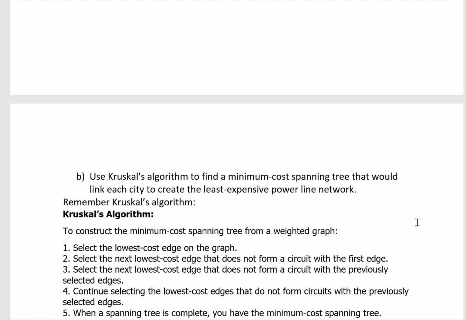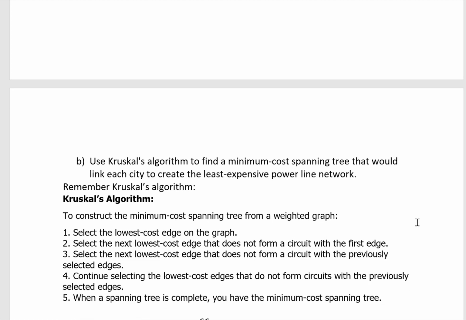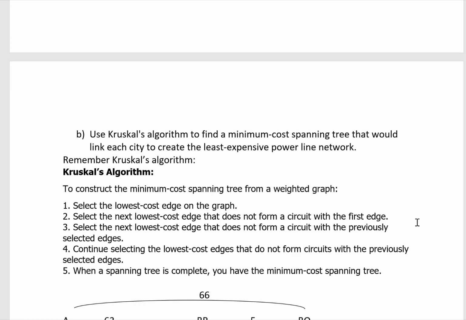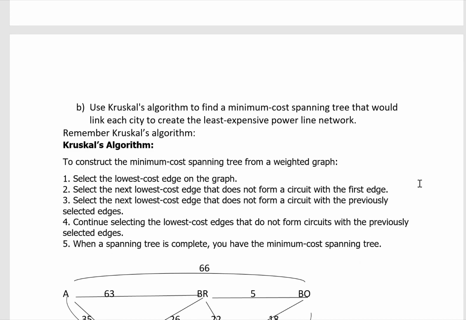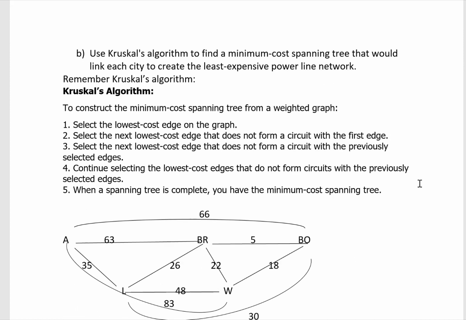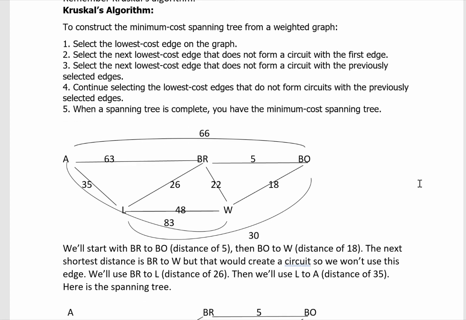Now, what we want to do next is to use Kruskal's algorithm to find a minimum cost spanning tree that would link each city to create the least expensive power line network. Remember Kruskal's algorithm. To construct the minimum cost spanning tree from the weighted graph, select the lowest cost edge on the graph, then select the next lowest cost edge that does not form a circle with the first edge, and continue in the same sequence until all the vertices have been connected. And when you're complete of this, you'll have the minimum cost spanning tree. So here's the original weighted graph.